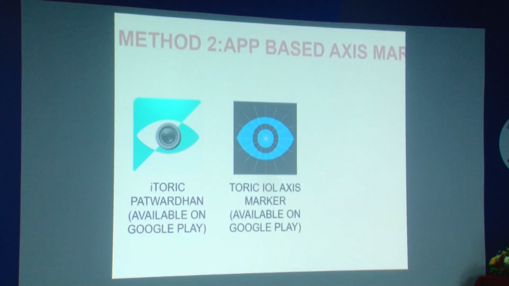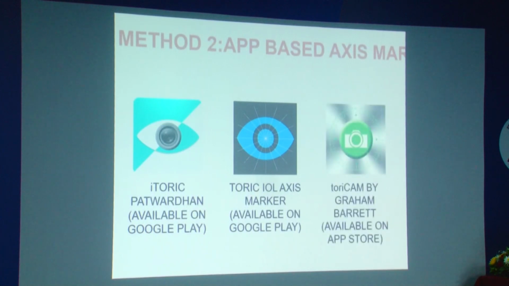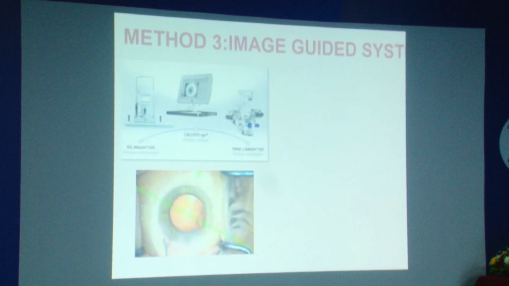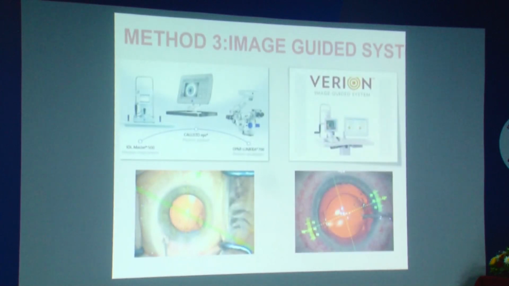That is, you have one from Dr. Saurabh Patwardhan, you have a toric axis marking called Tor axis, or a Toricam axis which Dr. Graham Barrett has released on the App Store. Image guided systems are another good method, where you get a markerless system, and from this markerless system one can align the lens to the right axis.